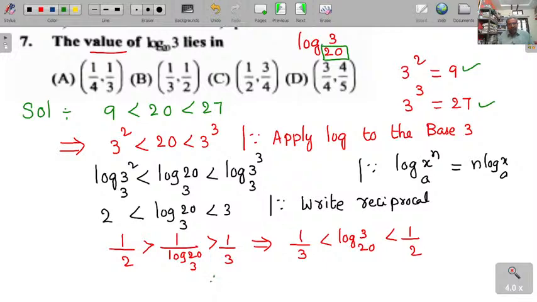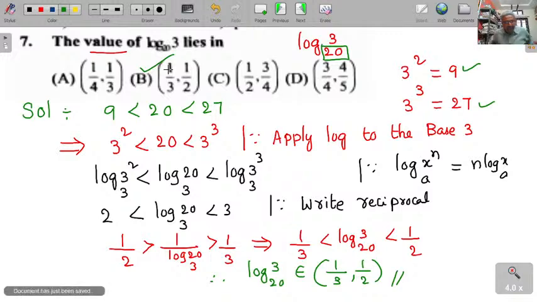Therefore, we can write log 3 to the base 20 belongs to which interval? Open 1 by 3, open 1 by 2. This is closed. So 1 by 3, 1 by 2. So that means B is the right option. I hope it's very clear to you. So you can check your answers also, no problem.